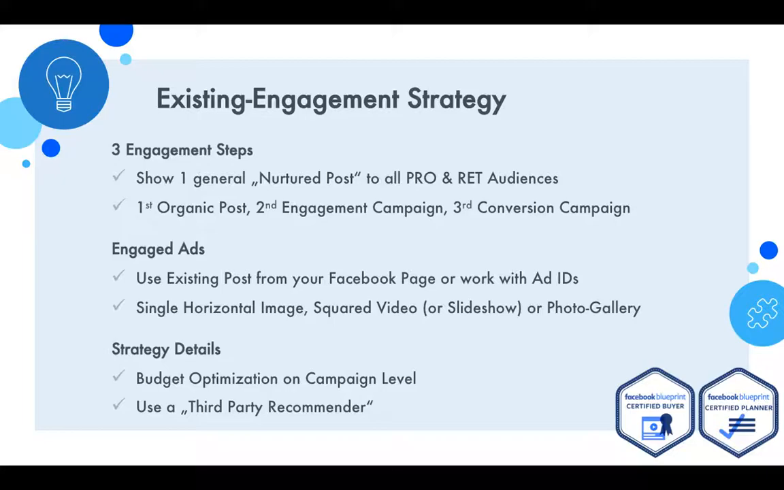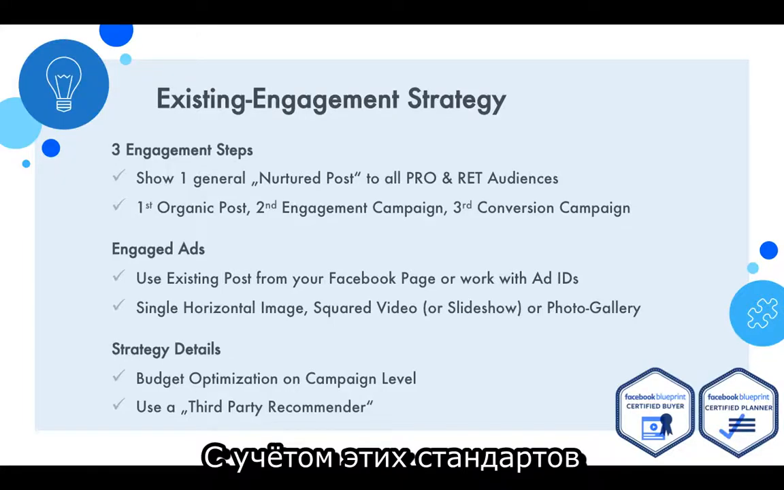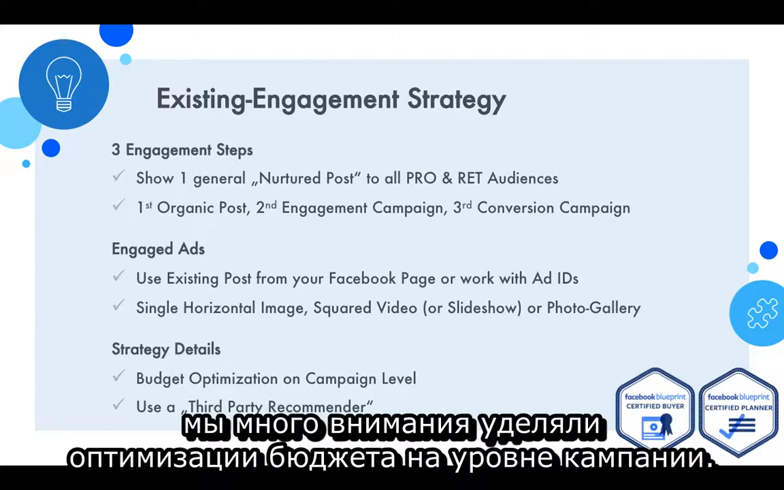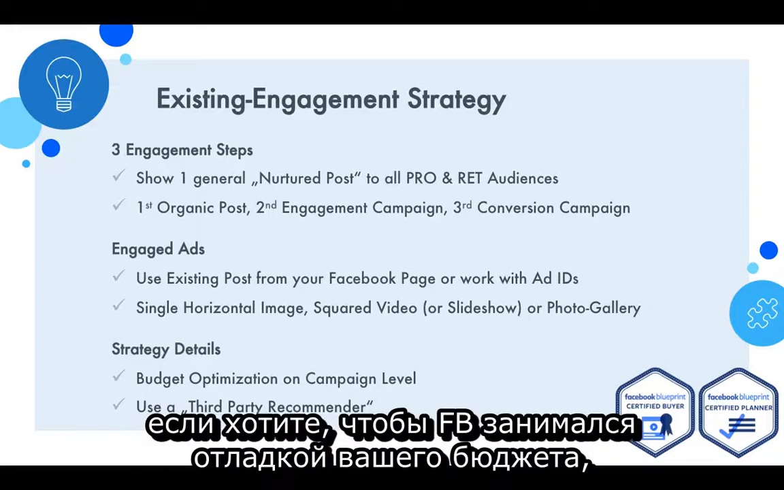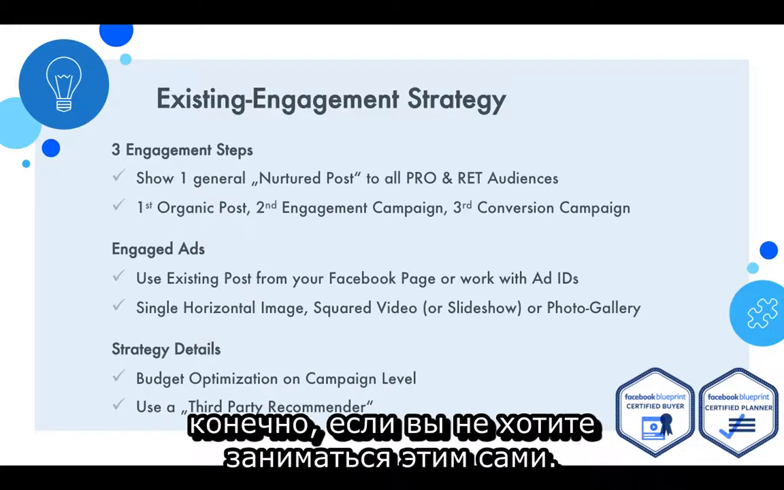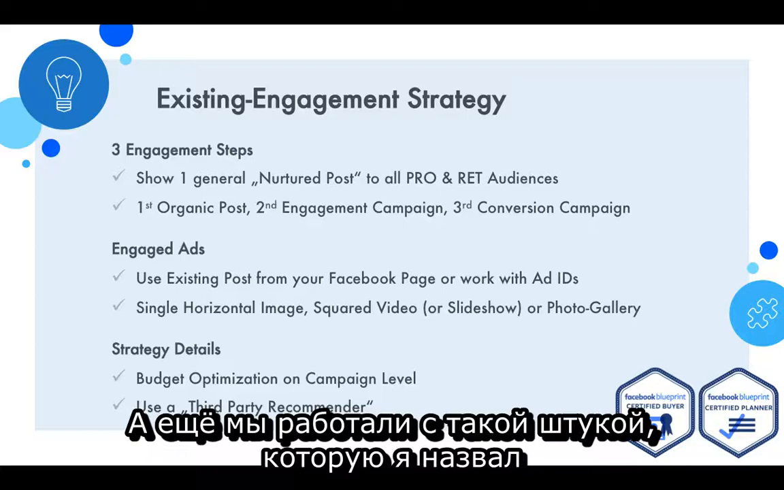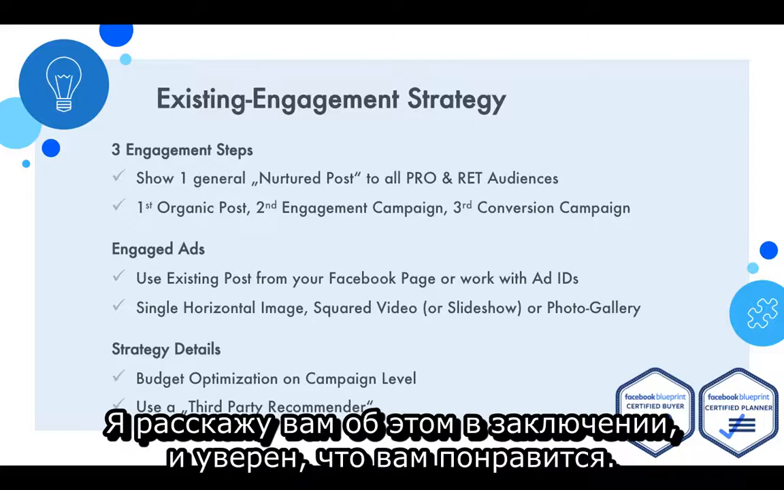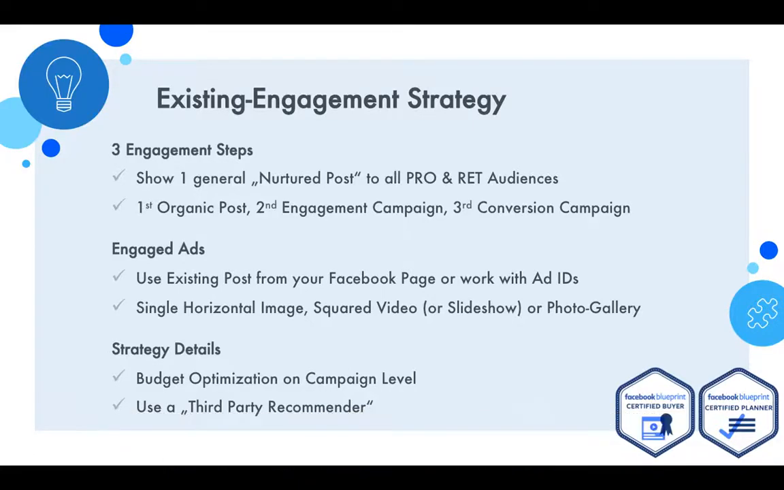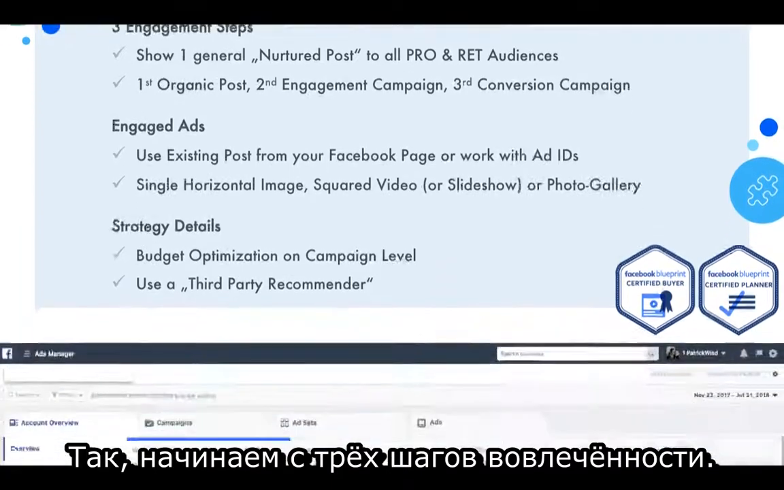In addition to that, we played a lot around with budget optimization at campaign level. When you're on campaign level, you can click this little button to allow Facebook to optimize the budget for you instead of doing it on your own. We also used something that I call the third-party recommender strategy, and I'm going to present this one last because I'm sure you're going to like it. So let's get started with the 3 engagement steps.